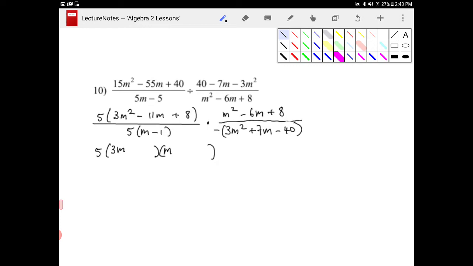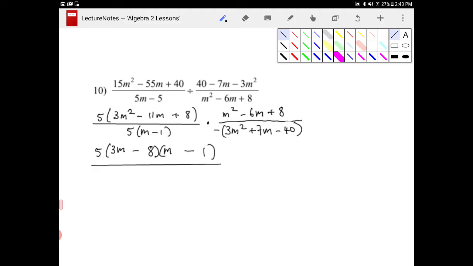I need this to be 4 and 3. No. I need this to be 8 and 1. Because 1 times 3 is 3. 8 times 1 is 8. 8 plus 3 is 11. So I need this to be minus and minus.